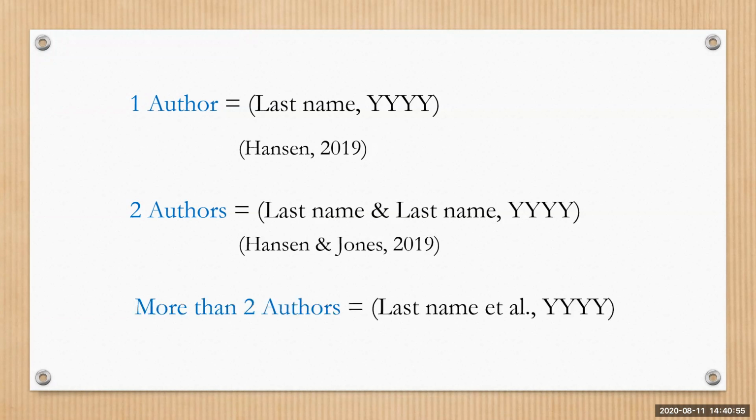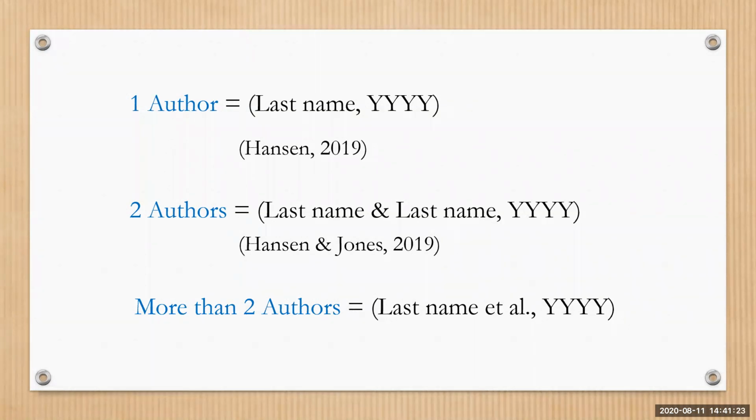And finally, for more than two authors, what does more than two authors mean? It means 3, 4, 10, 100. There are references to 1,500 authors in some cases, but it doesn't matter because if you've got 3 or more, you're going to do it the same way. And so that is last name, et al., period, comma, year.